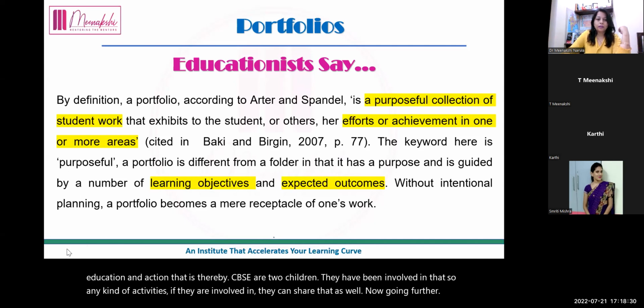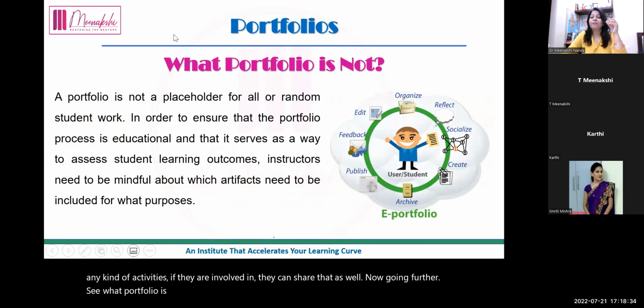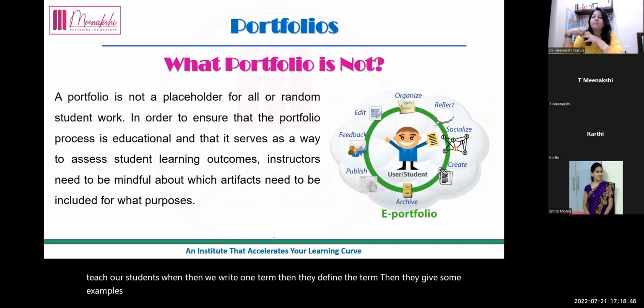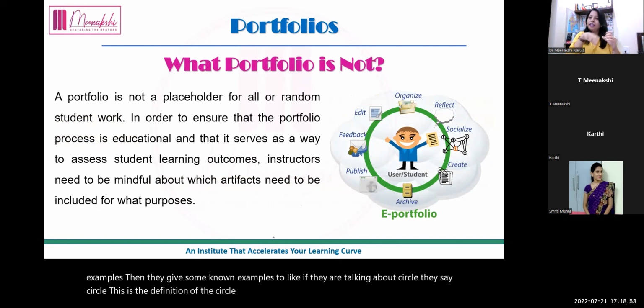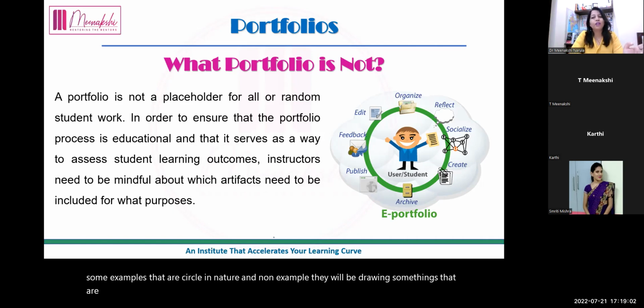see what a portfolio is not. You have been doing the Frayer model. In that Frayer model, when we teach our students, we write one term, then they define the term, then they give some examples, and then some non-examples too. Like if they are talking about a circle, this is the definition of the circle. What are the different examples? They will be drawing some examples that are circular in nature, and for non-examples, they will be drawing some things that do not belong to that particular term we are talking about.